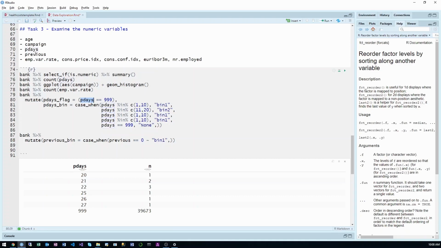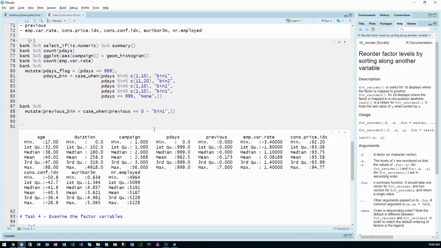For the next variable, previous, let's look at the summary. This is a numeric value. You can see that the median is 0.